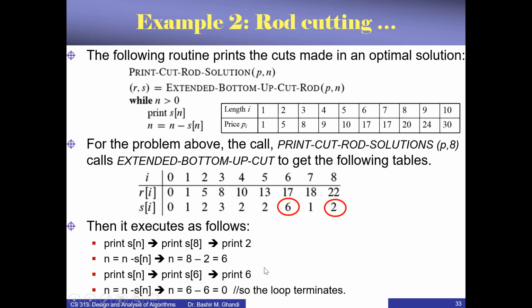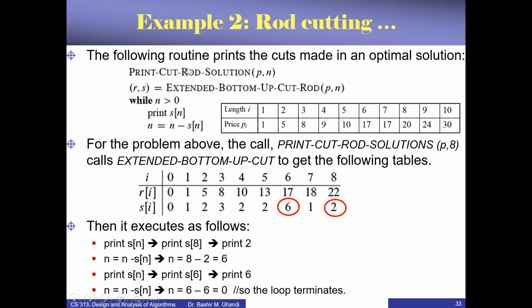So what does this tell us? It simply tells us that for our rod of length 8, if we want to get optimal revenue, we have to cut it into 2 pieces: one of size 6 and another of size 2. Now if you look in the table, the price for the piece of size 6 is 17 reals. The one of size 2, the price for it is 5 reals. If you add 5 plus 17, you're going to get 22.